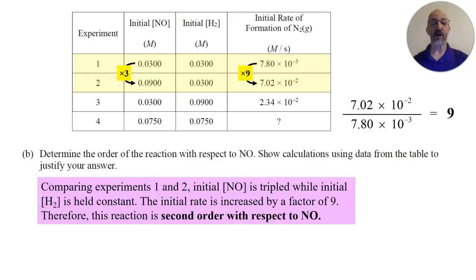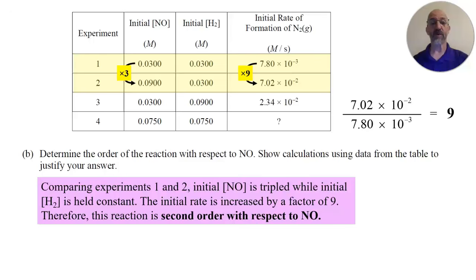So here's my answer to part B. Comparing experiments 1 and 2, the initial concentration of nitrogen monoxide is tripled, while the initial concentration of hydrogen is held constant. The initial rate is increased by a factor of 9. Therefore, this reaction is second order with respect to nitrogen monoxide. And so, as I had mentioned earlier, in part C of this question, they are going to ask us to write the expression for the rate law.